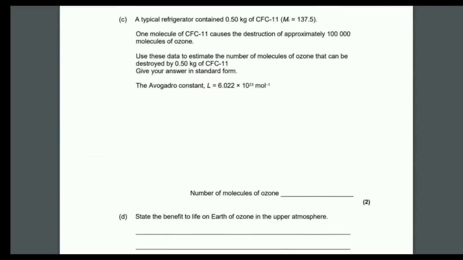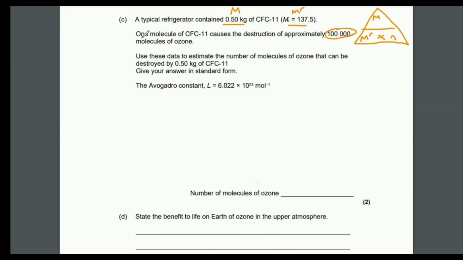A typical refrigerator contains 0.50 kilograms of CFC11 with an MR of 137.5. One molecule of CFC11 causes the destruction of approximately 100,000 molecules of ozone. Notice what I'm doing here is I'm highlighting the units that you come across in these questions. Whenever there's going to be a calculation, you need to work out what equation you want to use. And we've got mass, we've got MR. So I'm pretty sure we're going to be doing mass over MR times moles at some point.